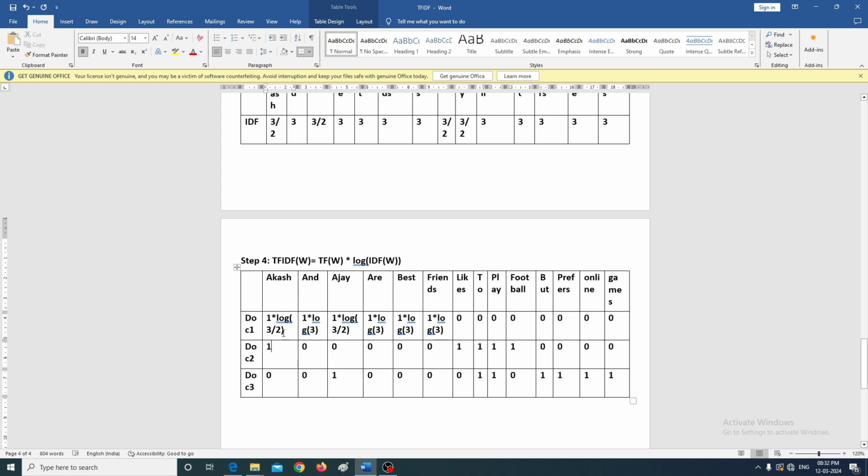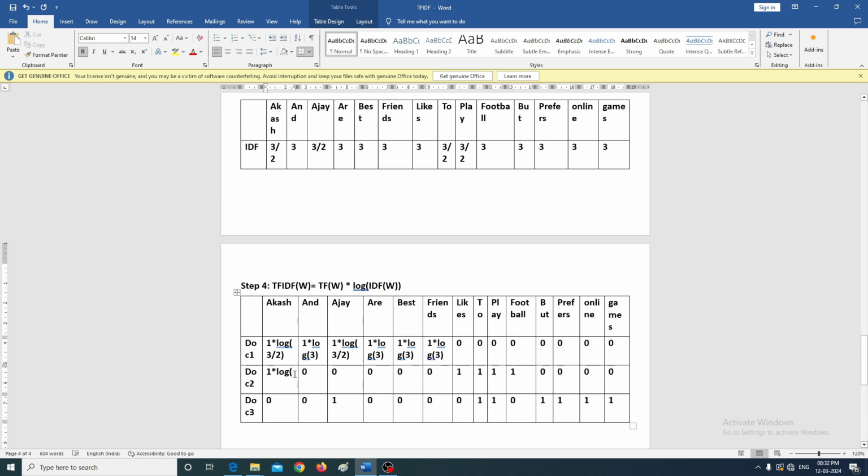Next, guys, coming to document 2. Here in document 2, the term frequency of Akash is 1. I am multiplying this by log of IDF of Akash. Akash would be 3/2 now, so I am placing 3/2 here. Next, I am not calculating the TF-IDF for these words, because 0 times anything would be 0.